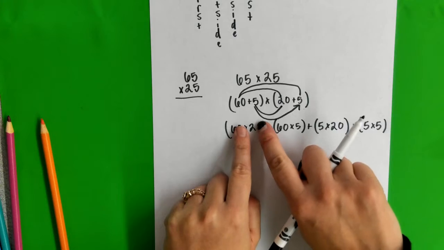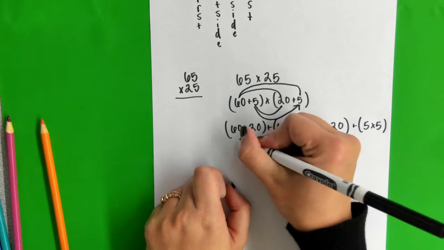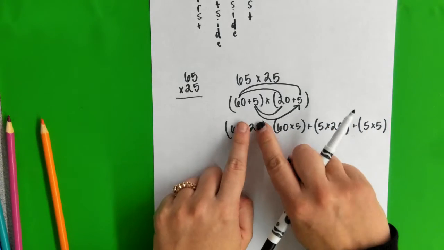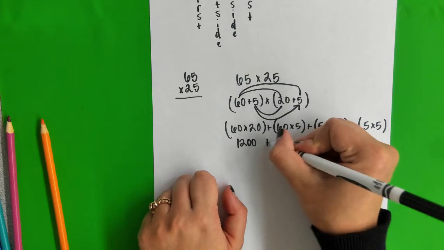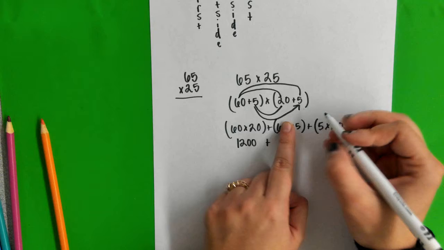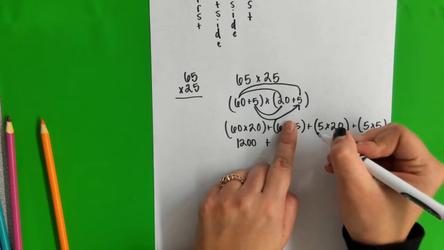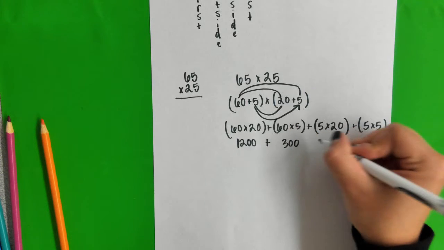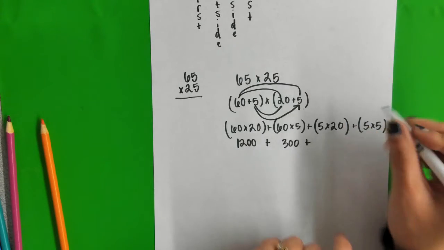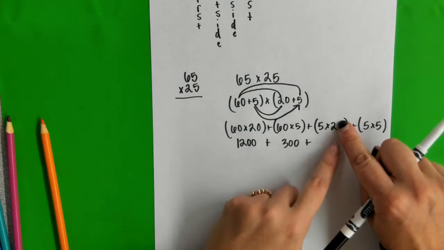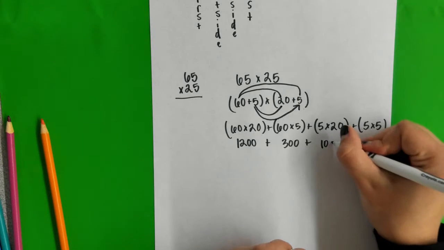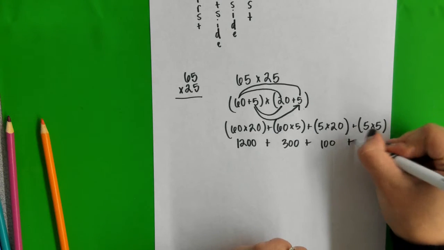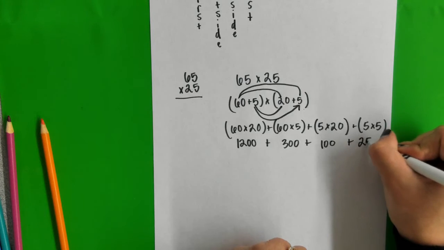60 times 20, I cover my zeros. 6 times 2 is 12. Uncover 2 zeros, add 2 zeros. Plus 60 times 5: 6 times 5 is 30. I uncover a 0 and I add a 0. 5 times 20, I can cover my 0. 5 times 2 is 10. Uncover a 0, add a 0. And 5 times 5 is 25.